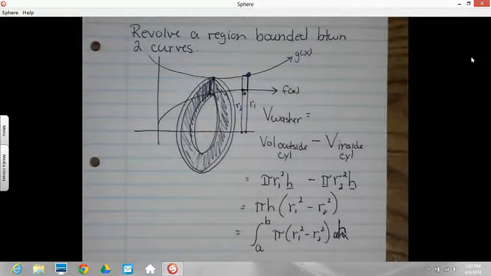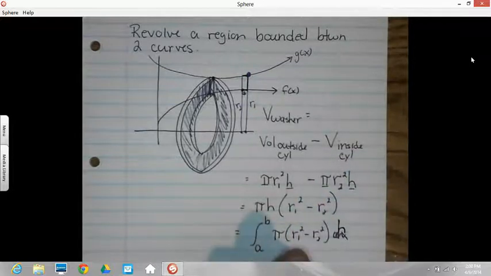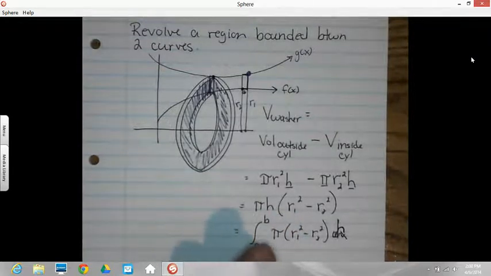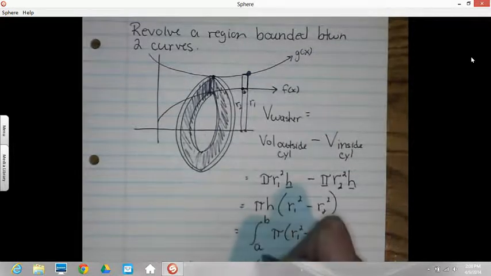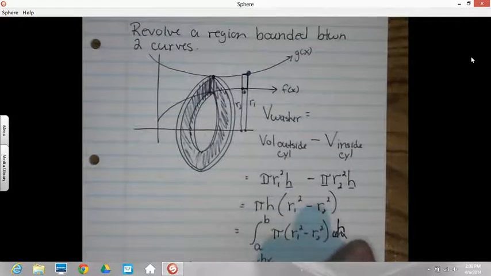No, I'm going to go one more time. So in terms of x's, your rectangle is perpendicular to the x-axis. You'll have a to b that are both x's, pi times R1 squared minus R2 squared. And if these are x's, that'll be top minus bottom. And then dx.